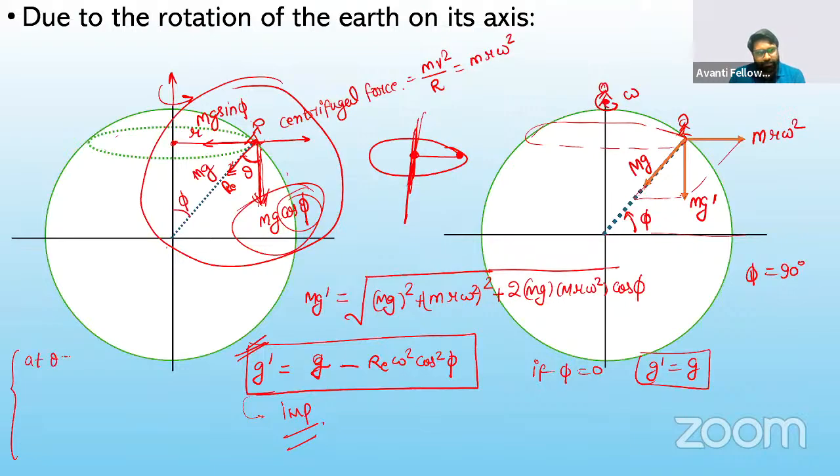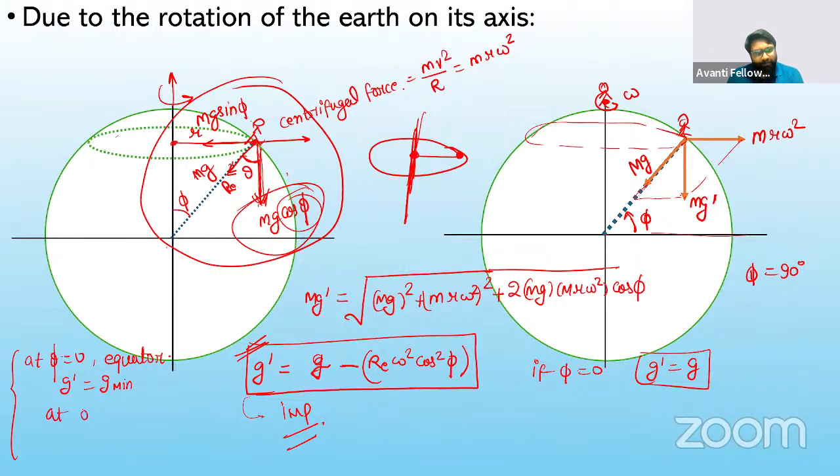At theta equals 0, or as we have taken it here, phi equals 0, we mean the equator. At the equator we experience the minimum value of acceleration, because at the equator cos square phi has its maximum value. If this expression is maximum, the overall value will be minimum. So at the equator we have g dash equals g minimum.